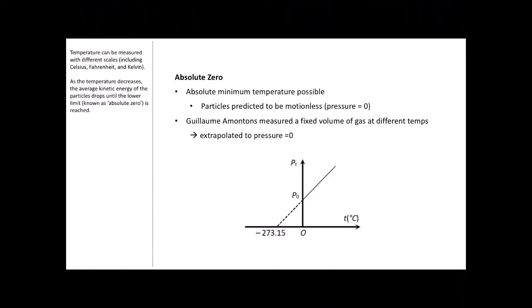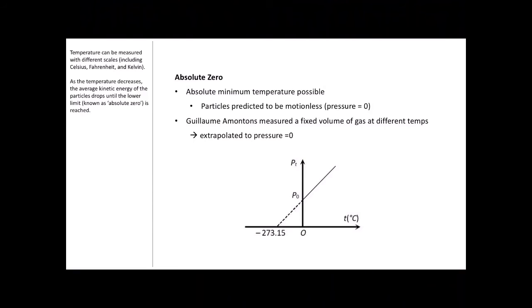So as I touched on before, absolute zero is the absolute minimum temperature possible. It's predicted that at this temperature, particles will be motionless, and this is when the pressure will therefore be equal to 0, because pressure is essentially the atoms of a gas hitting the inside edges of whatever is being used to contain that gas.